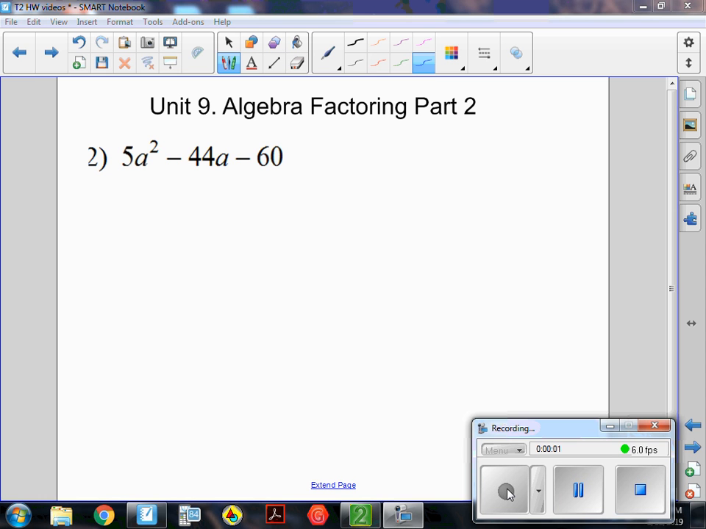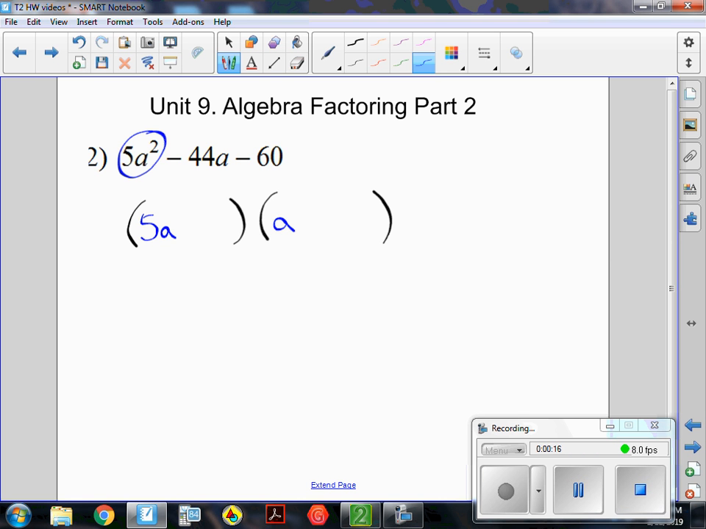This is our Unit 9 Algebra Factoring Part 2 worksheet, part of the Target 2 homework. Number 2, we know that the first number we see in the expression, 5a squared, is going to break down into its factors, which are 5a and a, or 5a and 1a.